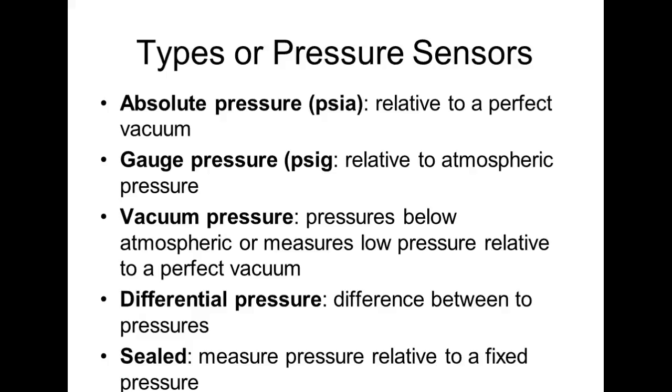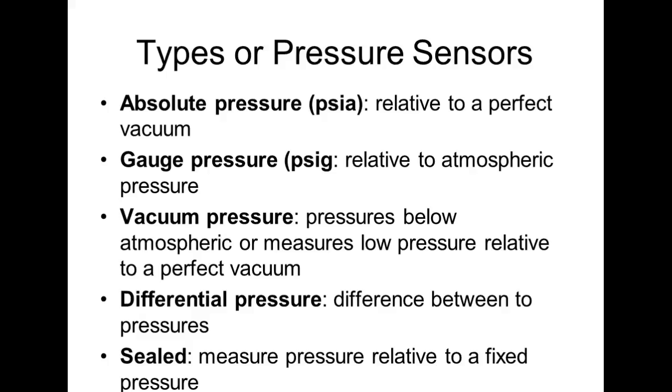Absolute pressure, do y'all understand those terms? Absolute pressure is relative to a perfect vacuum. Gauge pressure is relative to atmospheric pressure, which most of your pressure gauges measure. A vacuum pressure, and what's a vacuum? It's pressure below atmospheric pressure, right? Measured low pressure relative to a perfect vacuum.